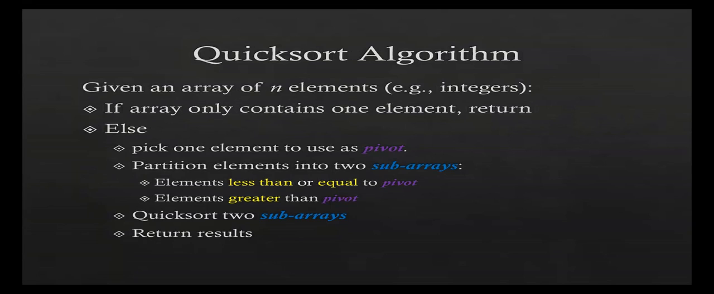So partition elements into two sub-arrays. That means after picking the pivot, we will make a partition into two sub-arrays. And after the partition, we will see the elements that are less than or equal to the pivot, that means the left side elements, before the pivot. All the elements are less than or equal to this pivot element. And the elements that are next to the pivot index or pivot value must be greater than the pivot elements. Then we'll perform quicksort on the two sub-arrays, then return the result.